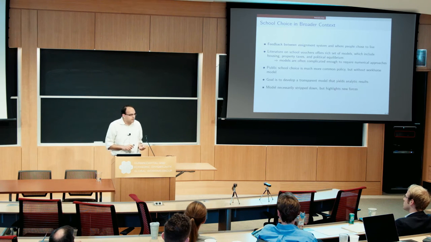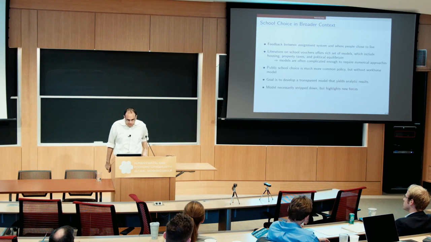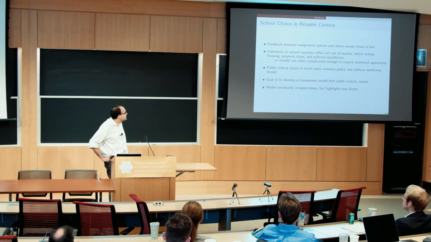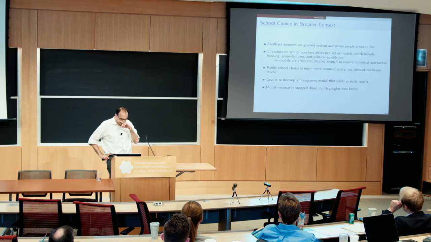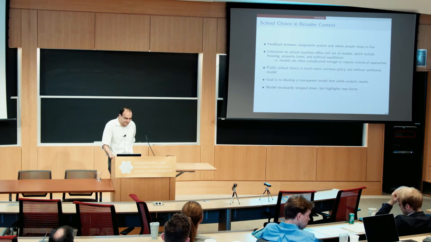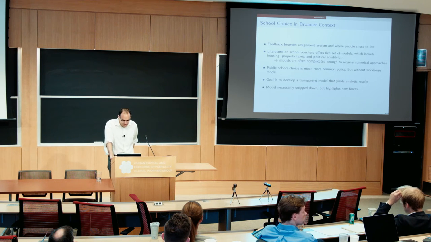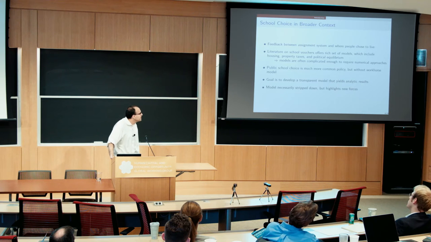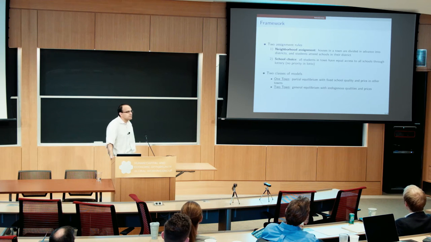So our motivation here is that, at least nowadays, public school choice is a much more common policy than school vouchers, but we don't have a workhorse model to think about some of these issues of residential sorting. So our goal here is to develop a model that we thought was going to be very simple, that yields analytical results. And this model, a warning, is necessarily stripped down, but we think it highlights some interesting new forces. And so here's the setup.